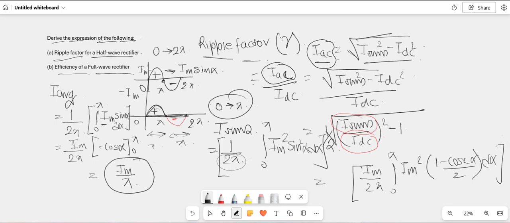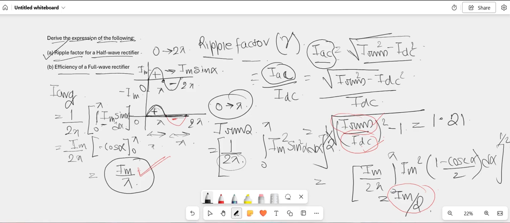Okay. To the power 1 by 2. And if we do the calculation, we will be getting Im by 2. So now we know the value of I of DC, and we also know I of RMS. So we will just put the values here. If we put these two values here, we will be getting a ripple factor of 1.21. So this is the answer of the question, ripple factor of half wave rectifier.